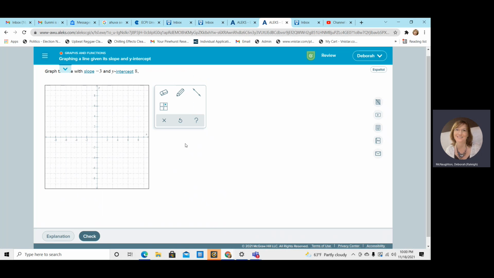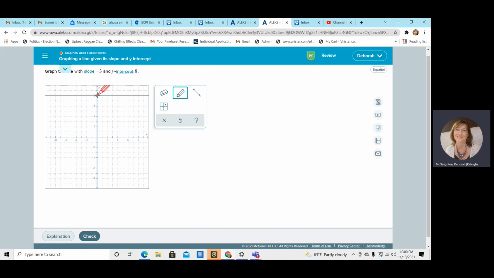For this type of problem, what we want to do is graph the line with slope -3 and y-intercept 8. Remember, the y-intercept is where the line crosses the y-axis. So this is the value when x equals 0, y equals 8, so that's this point here. We're going to start by graphing that point, the y-intercept, +8.